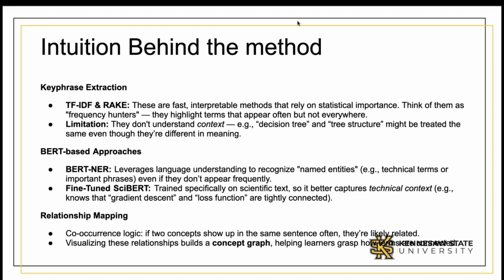That's why we brought in BERT-based methods. With BERT-NER, we use a pre-trained model to spot named entities, things like algorithm names or model components, even if they don't appear super often. Then we use fine-tuned SciBERT, which is trained on scientific data, that gave us more accurate concept boundaries and better recognition of technical phrases like gradient descent or loss function.